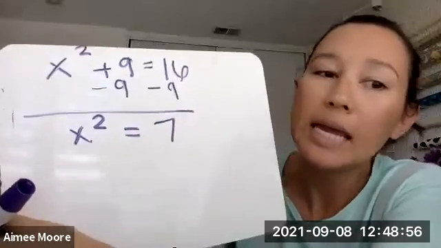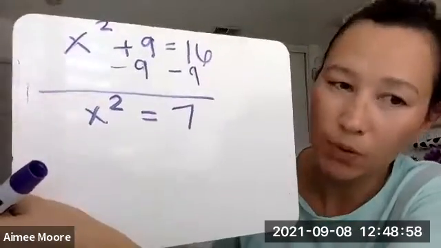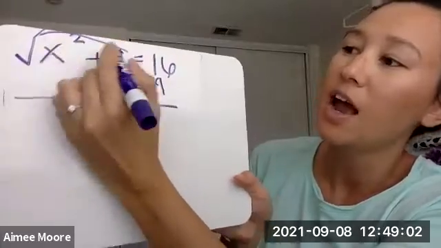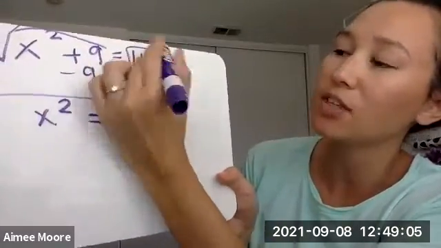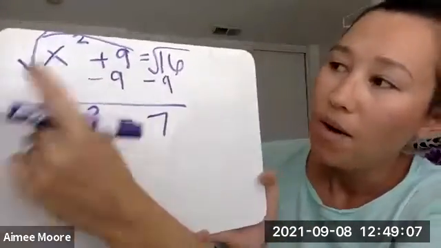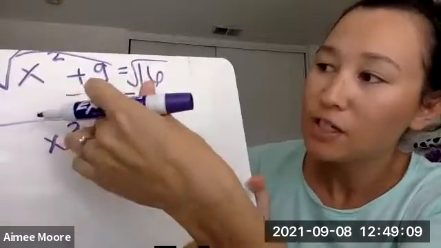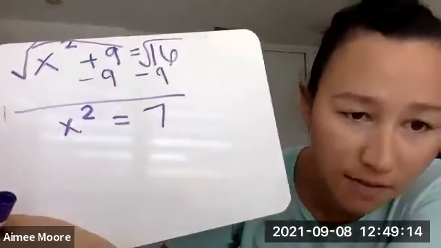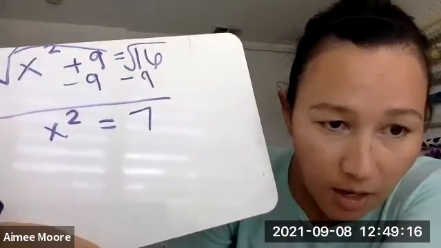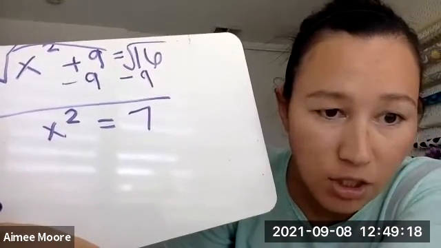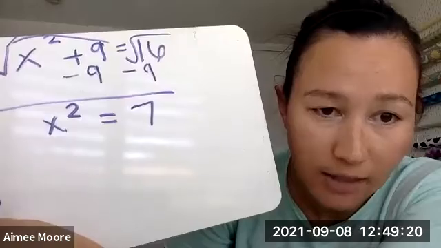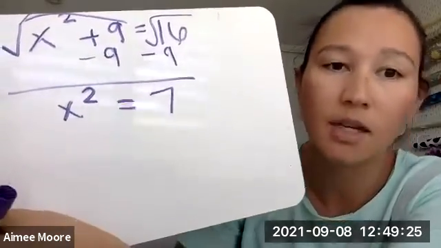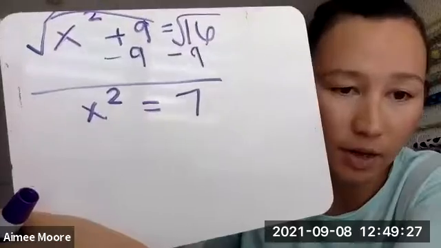Right, where he jumped straight into taking the square root, and he just took the square root of everything, x squared plus 9 and the square root of 16. But first he needs to subtract the 9, and then he would end up with x squared equals 7. So in line 2, he should have subtracted 9 from both sides of the equation because it is not part of the expression that is squared.